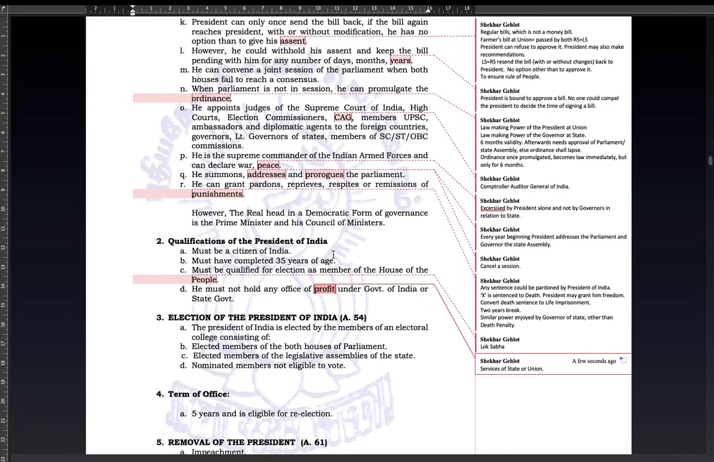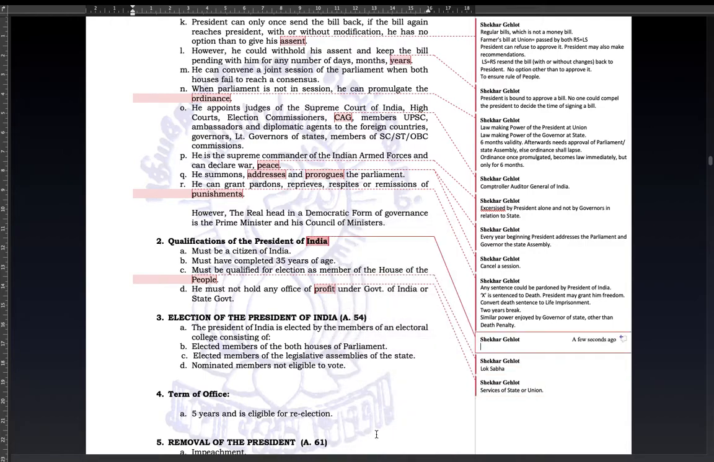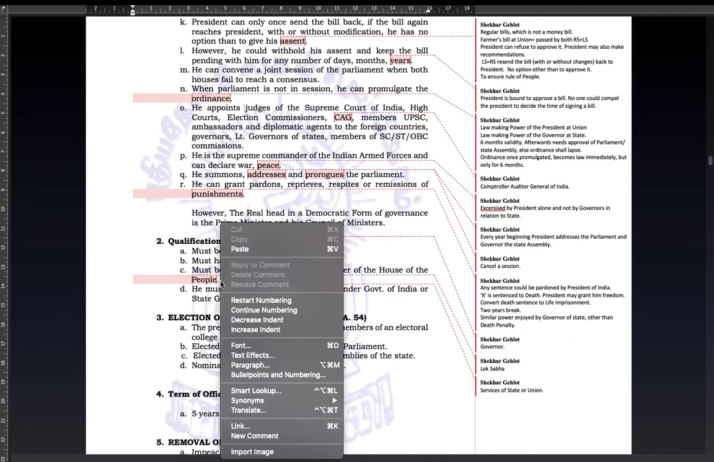Now, similar is the case with the governor. Governor should be citizen of India. He should also be minimum 35 years of age. He should also be qualified for the election of... Here we have member of House of People. There it would be, for governor it would be member of Legislative Assembly.